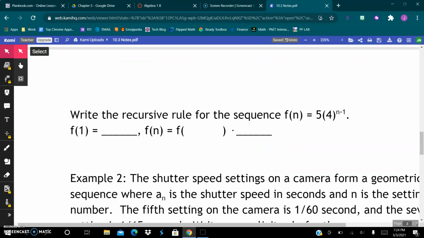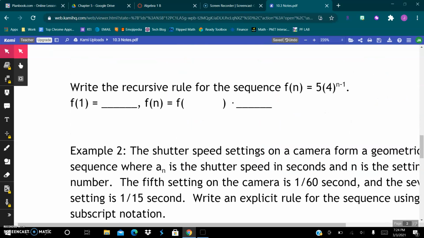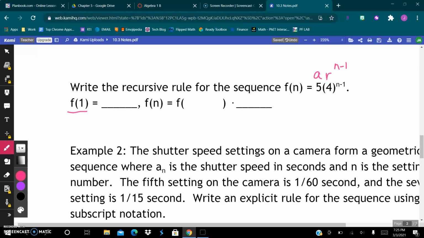Okay, so now we have to look at what is given in the explicit rule. And remember, this is a times r to the n minus 1. So f of 1 stands for the first term. A stands for the first term. So in this case, 5 is our first term. In these parentheses is always going to be n minus 1. And then we're going to multiply by our common ratio. Our common ratio is given by r. So in this case, it would be a 4.